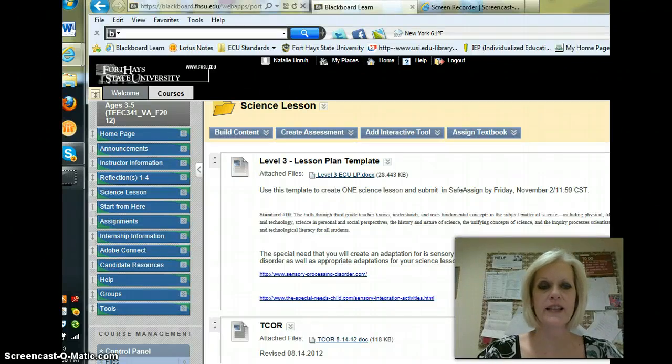I have created a science lesson folder on the left hand side of your blackboard, and in that folder you will find the level 3 lesson plan template that you are all familiar with because you used that template to create your math unit. Math unit lesson plans have all been graded and feedback is in TEAS 365 in the gradebook, so you can check and see my comments and feedback for your lesson plans.